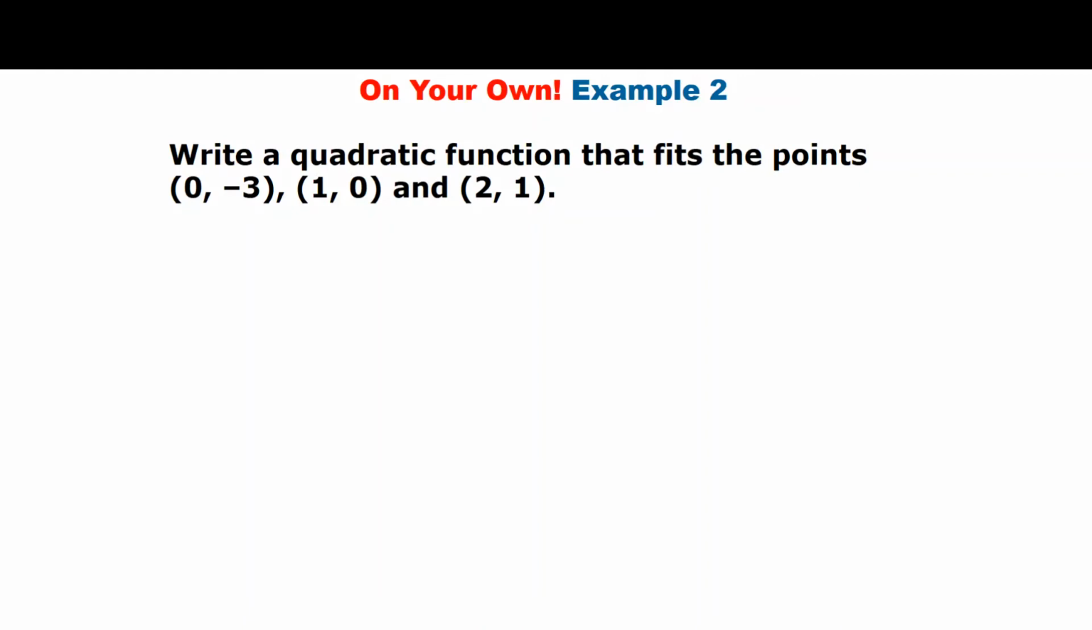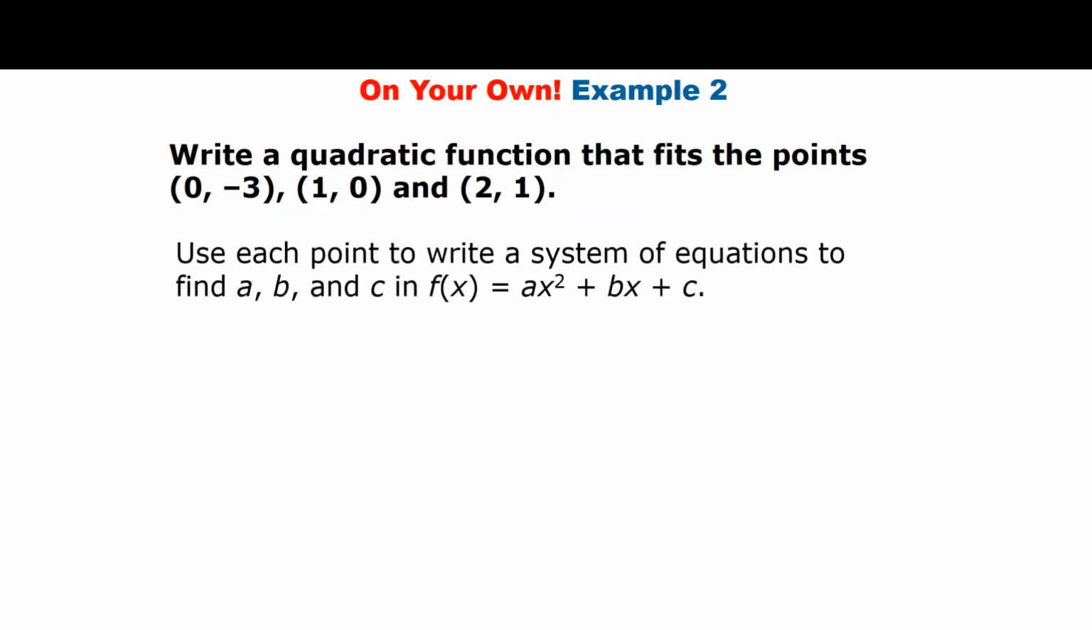Okay, let's take a look at this one. It says write a quadratic function that fits these different points. So again, we want to use each point to write a system of equations to find a, b, and c in f of x equals ax squared plus bx plus c. Okay, so here's what we want to have. So let's remember, this is an x, this is a y.